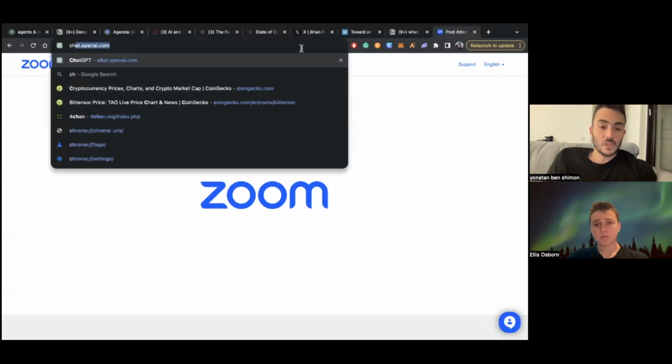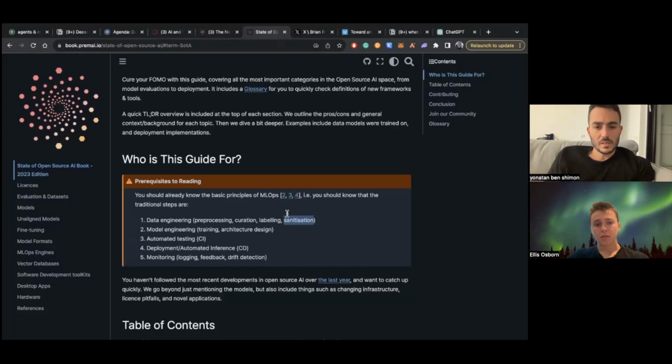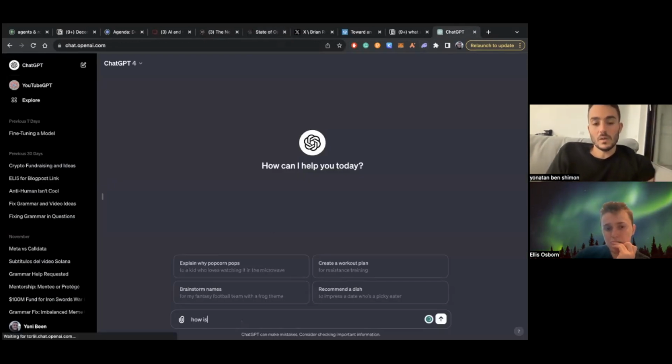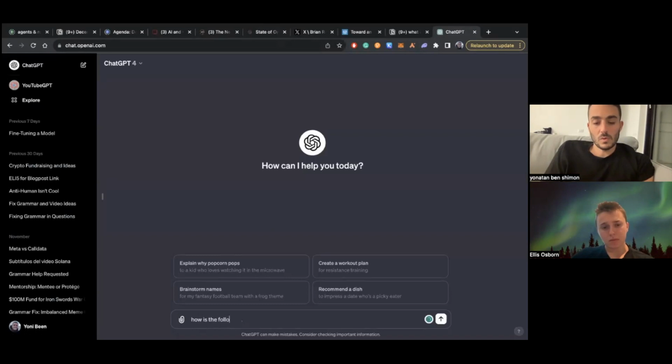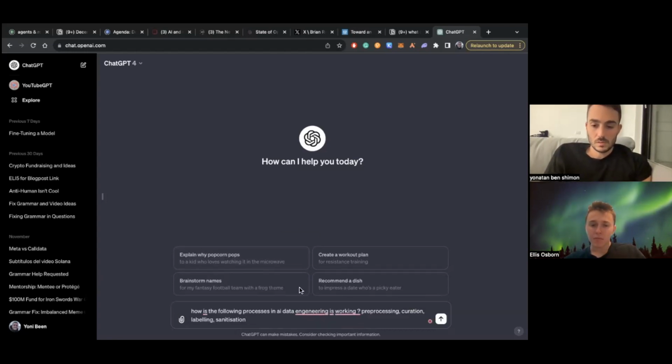Let's actually go to ChatGPT and ask, how exactly is this done? How are the following processes in AI data engineering working?